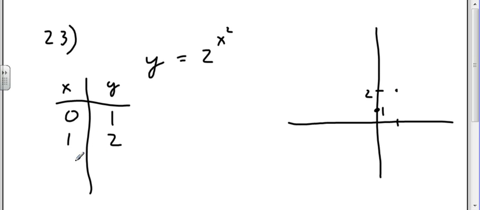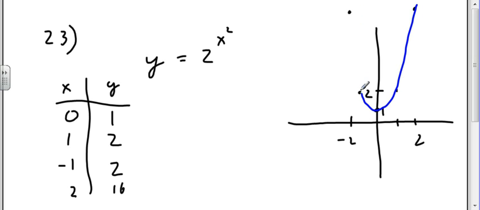When x is minus 1, y is going to be 2. Okay, so that'd be a point up there. And when x is 2, y is going to be 16. 16 is way up there. And I have it on pretty good authority, minus 2 is going to be 16 as well. Okay, so now we have enough dots. We connect the dots, and we say, well, that looks like my curve.